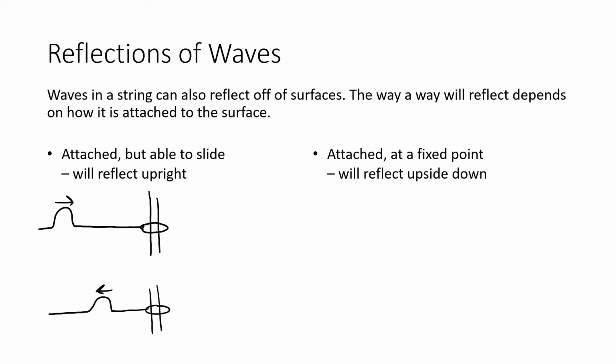If we have a string that is attached permanently to a fixed point, more like the demo I have up front, and I send a wave down, it'll travel down the string, hit the surface, and reflect, but it'll do something a little odd. It will invert. It'll turn upside down as it starts to come backwards.